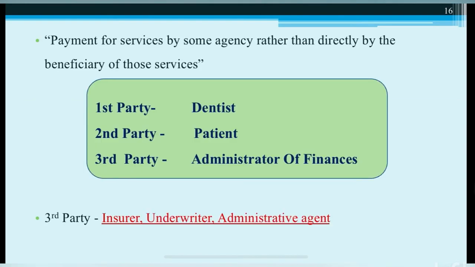Okay, so we'll be understanding what basically the third party means. Payment for services by some agency rather than directly by the beneficiary of those services. The first party here is the dentist, the second party is the patient, and the third party is the administrator of finances. Third party is also known as insurer, underwriter, or administrative agent.